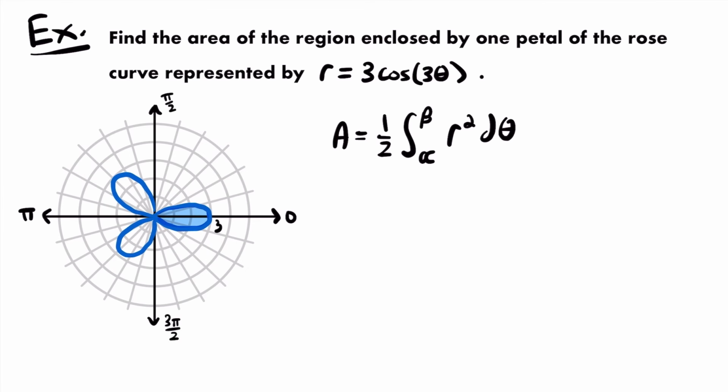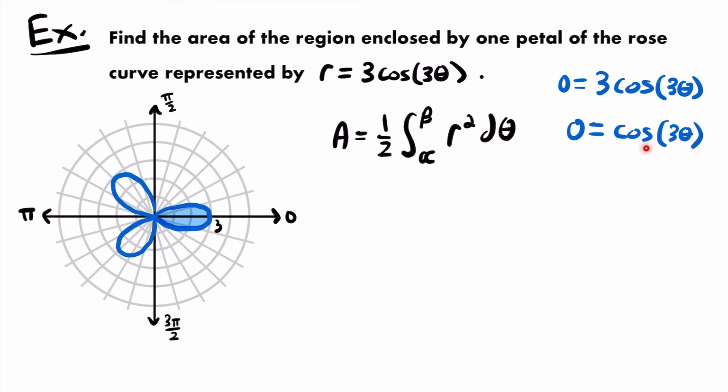So if we do that, we'll let 0 equal 3 times cosine of 3 theta. We can solve for theta by first dividing both sides by 3. 0 divided by 3 is 0. So we'll have 0 is equal to cosine of 3 theta. And then this is where it gets a little bit tricky. When does cosine of 3 theta equal 0?